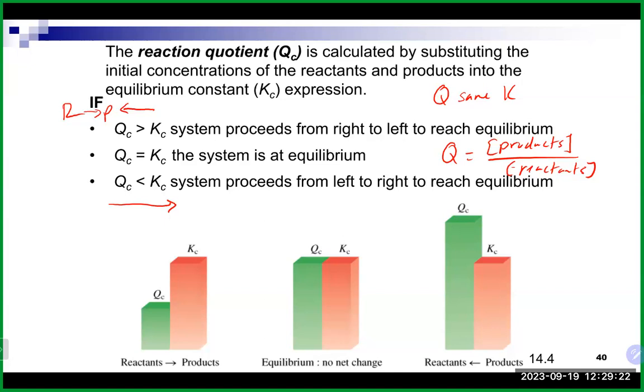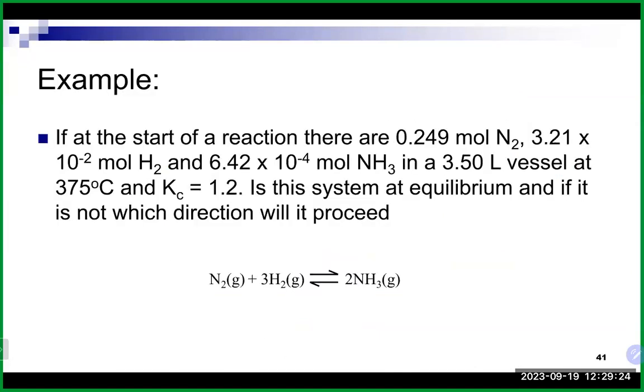Any questions on that? All right, so why don't you try one here? Let's start a reaction. We have 0.249 moles of N2, 3.21 times 10 to the minus 2 moles of H2, and we have some NH3 happening there. If the K value is 1.2, is the system at equilibrium? And if not, which way does it need to go to reach equilibrium?